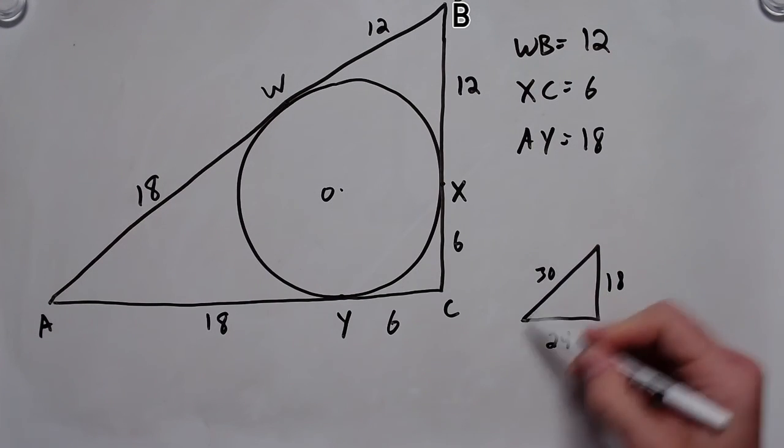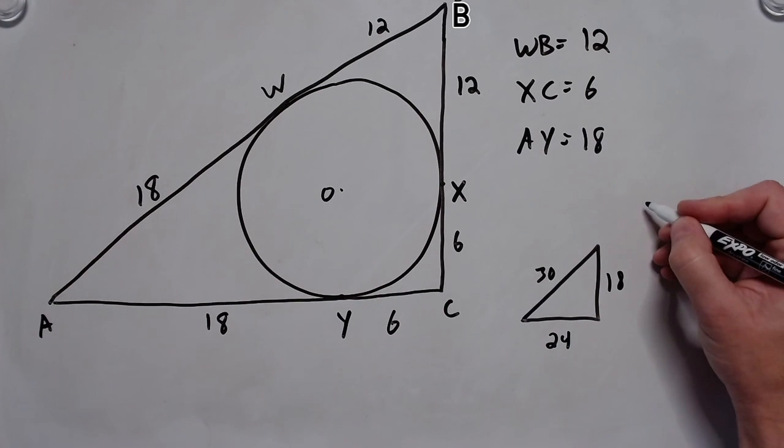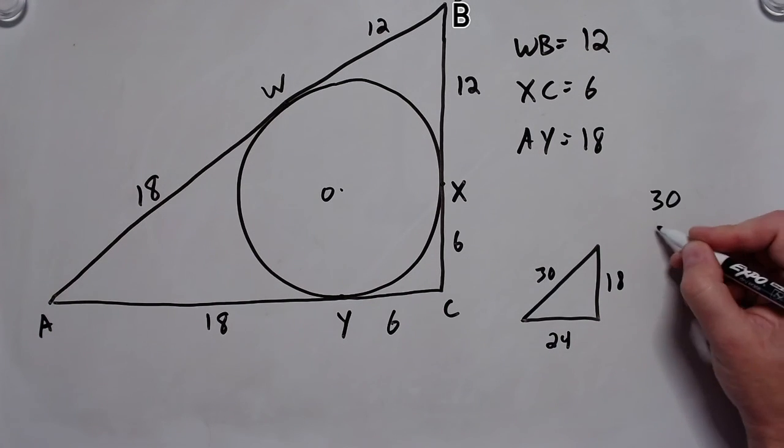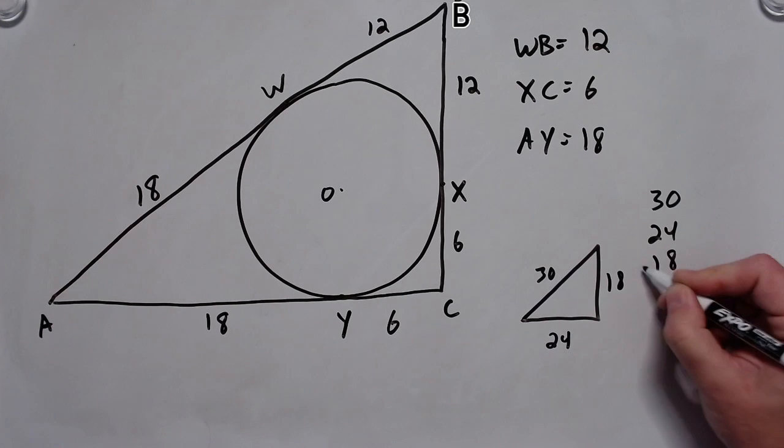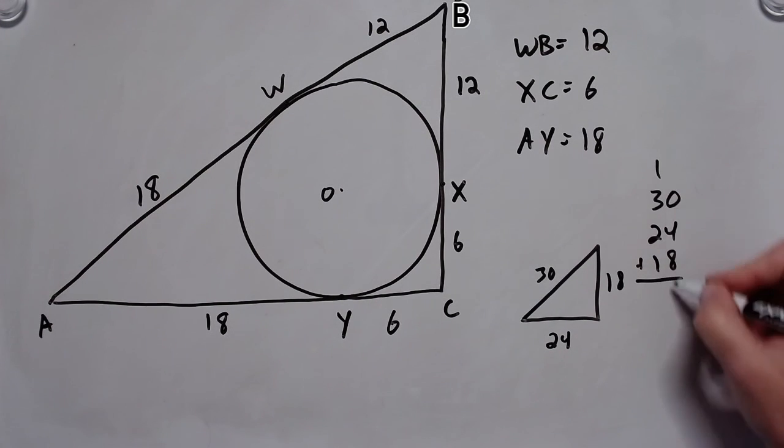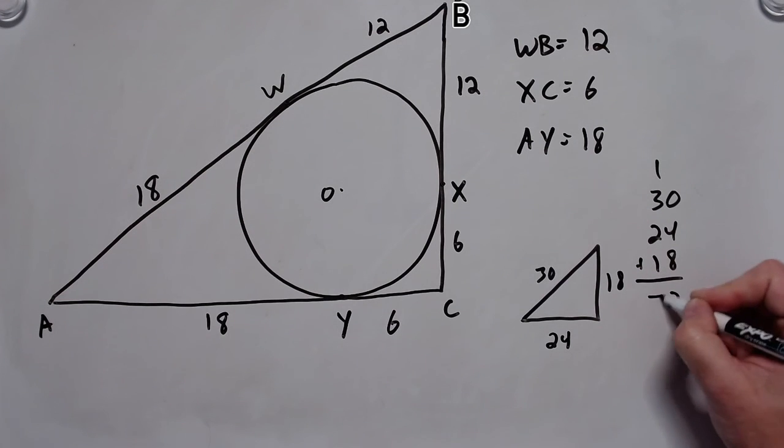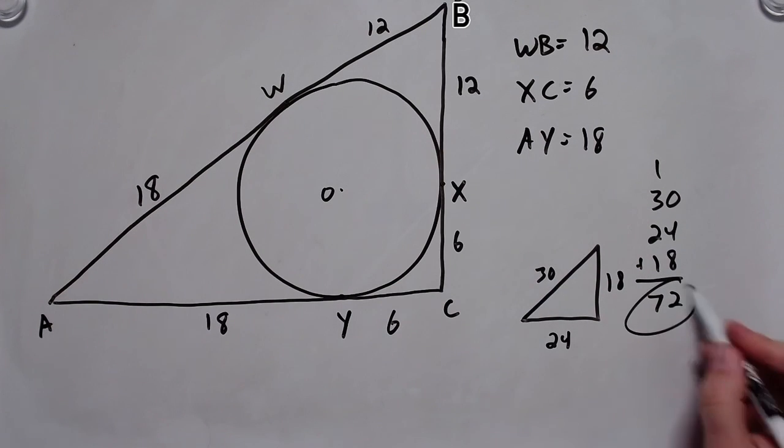So to find the perimeter of this triangle, we need to add these up. So we'll do some quick stacking style here. 30, 24, 18. 12, 4, 5, 6, 72. So the perimeter of this triangle is 72.